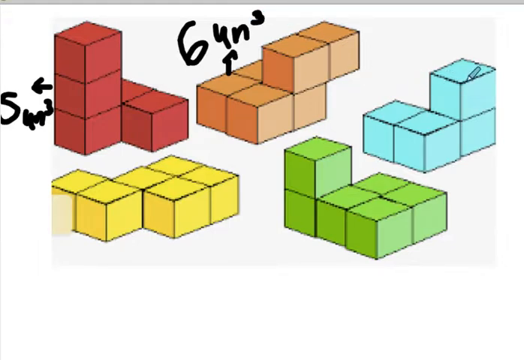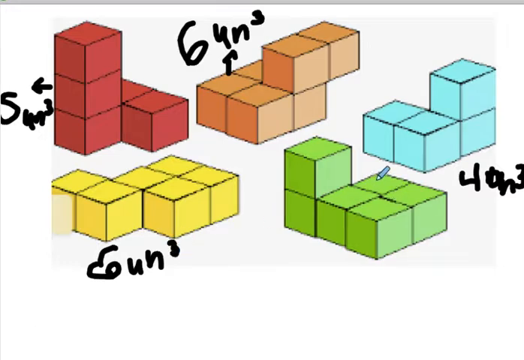This light blue one is 1, 2, 3, 4. 4 units cubed. Oops, that should be a U. Units cubed. And then yellow, we have 1, 2, 3, 4, 5, 6. 6 units cubed. Now this green one, I've got 4 here.